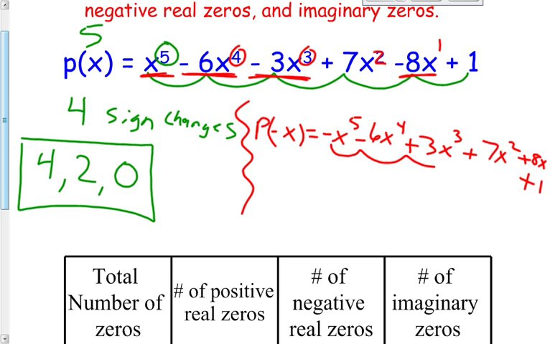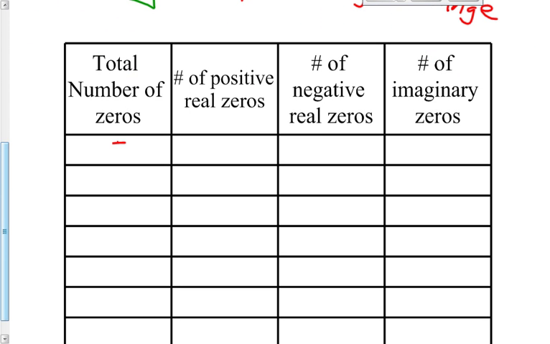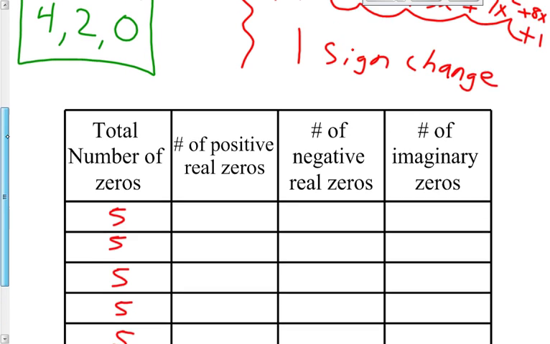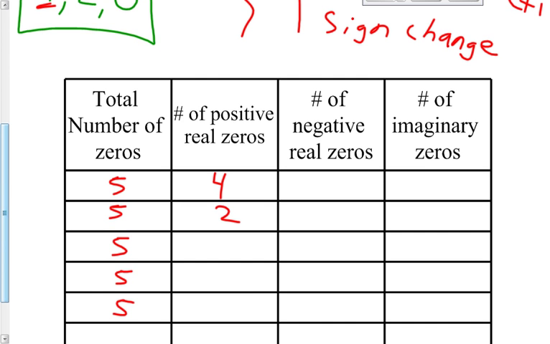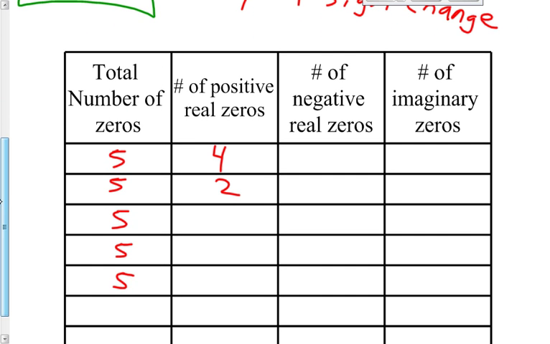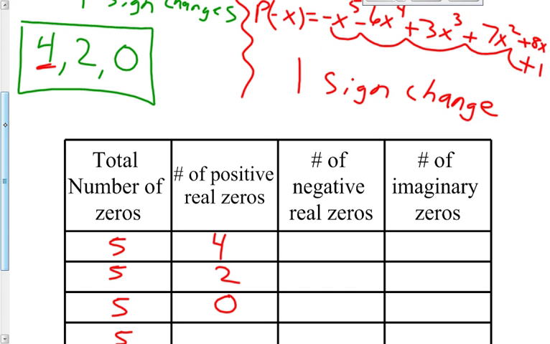1. Just 1 sign change. So that means there's going to be 1 negative real zero. So we're going to have a total of 5. I know that with these 5 zeros, 4 of them might be positive. If it's not 4, 2 of them could be positive. If it's not 2, 0 of them could be positive. With these 5 zeros, I know for certain that one of them is going to be negative.